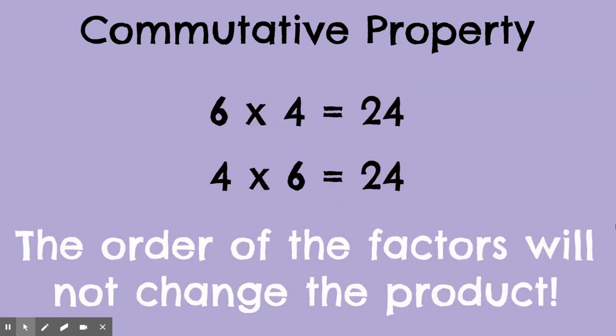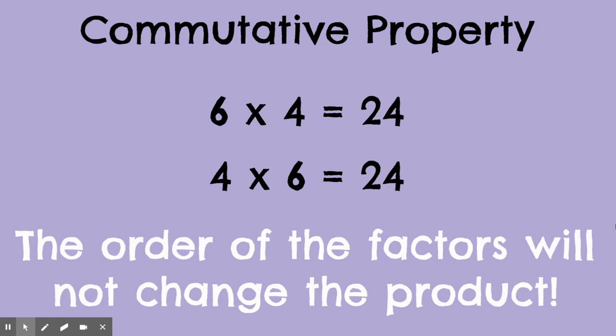And finally, friends, I want to talk about the commutative property. What this tells us is that the order of the factors is not going to change our product. So in our example, we've been using 6 times 4. Well, 6 times 4 is 24. If we change the order of our factors to 4 times 6, our product will remain the same. It is still 24. Changing the order of your factors will not affect what your product is.